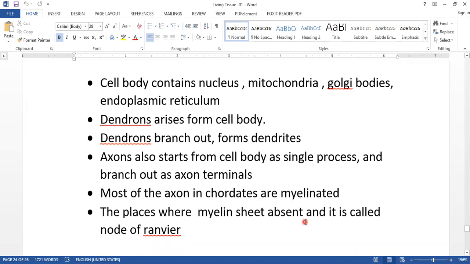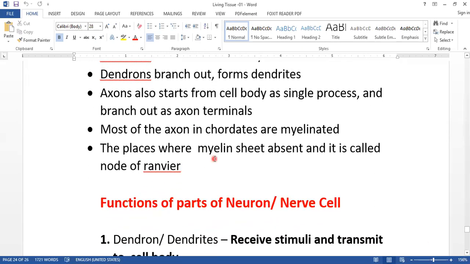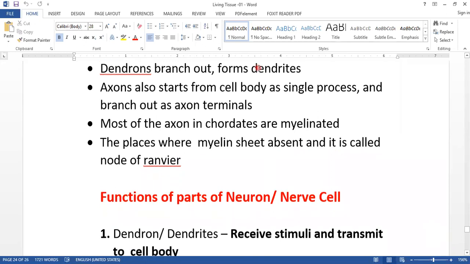Myelinated means the myelin is a type of lipid. It's like a roll of cake which is coated with chocolate. So we coat chocolate on the roll of cake, and it's like a myelinated one. The place where the myelin sheath is absent is called the node of Ranvier.